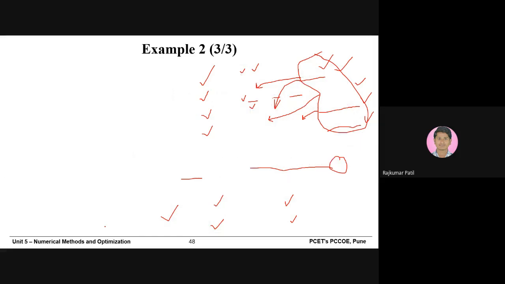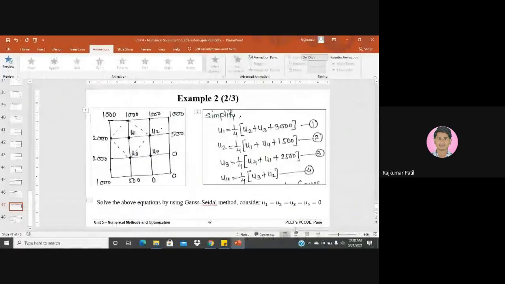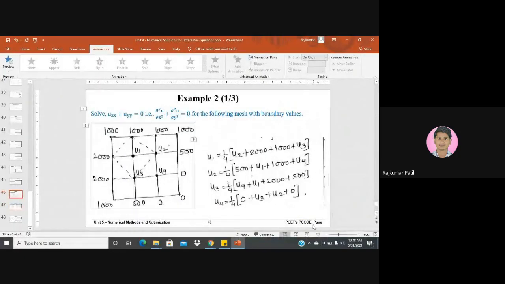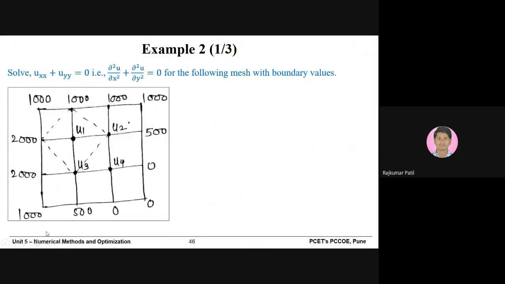So briefly, once again, I will repeat this problem and we will continue. Okay, so the mesh is given. First step, we checked whether there is any symmetry or not. In this case, there is no symmetry. Then we checked whether we can use the standard 5-point formula for calculating u1, u2, u3, u4. We concluded that we cannot use that formula directly.